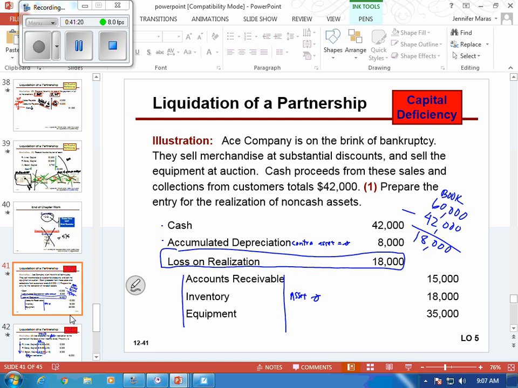We are going to do problem A tomorrow in class. Let's see. We will have problem B as homework. And I'll try to model it off of forming the partnership, sharing net income, and then dividing the net income, and then liquidating the partnership.